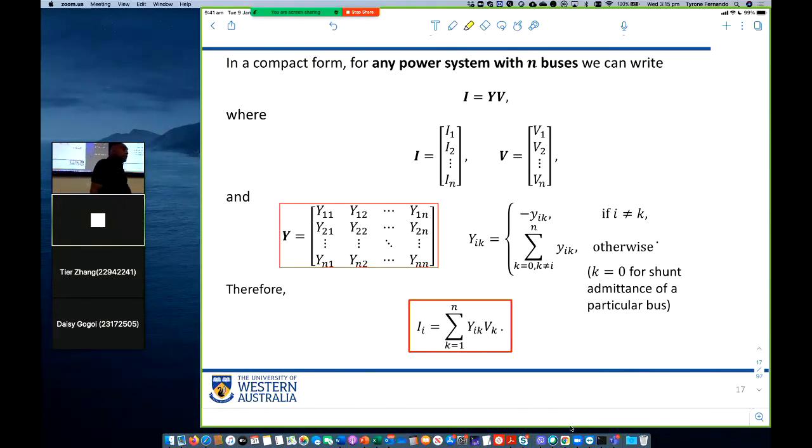Is that clear? Because it's important that you understand that the equation you're looking at is the ith row of the matrix equation. That's it. So you take the ith row of matrix Y, multiply by the voltage vector, and you get the ith row of the current vector. And that's that equation there.